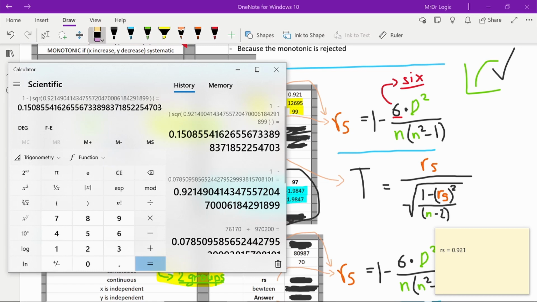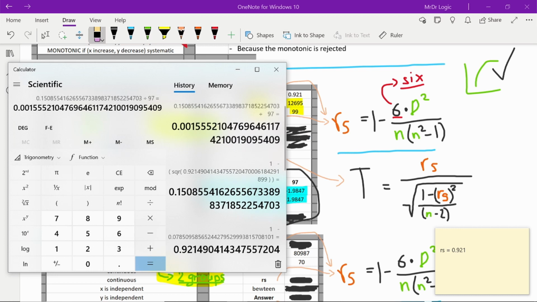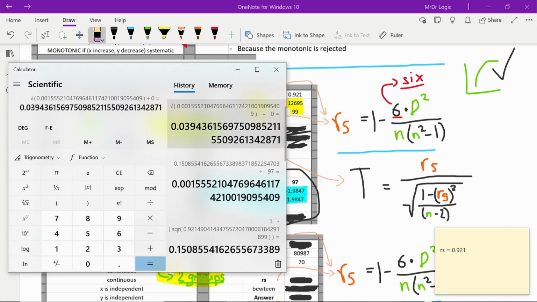We get this number, okay? So this is the top number right here. I'm not going to write that down. Then we're going to divide that by 97, square root that, and add 0 so that it doesn't change anything. And so we get this intermediate number.